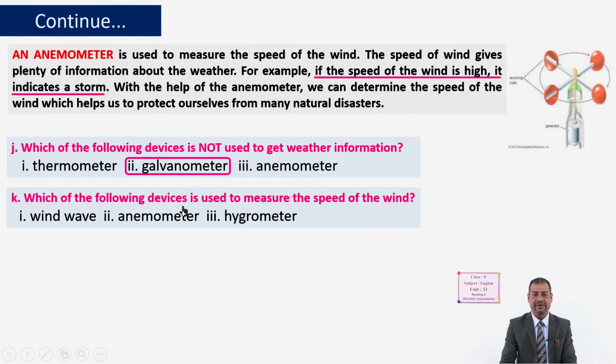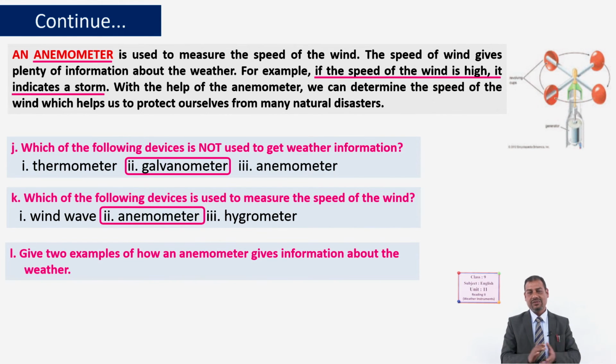Then another question for you again. Which of the following devices is used to measure the speed of the wind? Now again you can find, see, if the speed of the wind is high, it indicates a storm. Wind wave, anemometer, hygrometer, which one is the correct one? Measure the speed of the wind. What is it? Oh yes, you can find it here, anemometer, and definitely your answer is anemometer. Okay, have you done it? Wow, you are so smart. Good job.